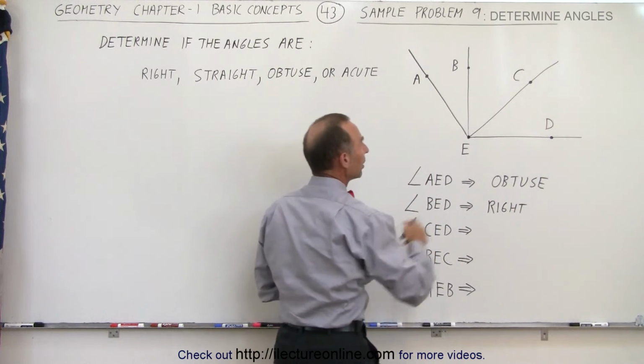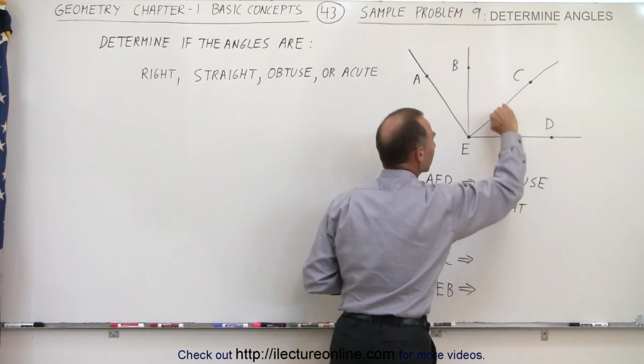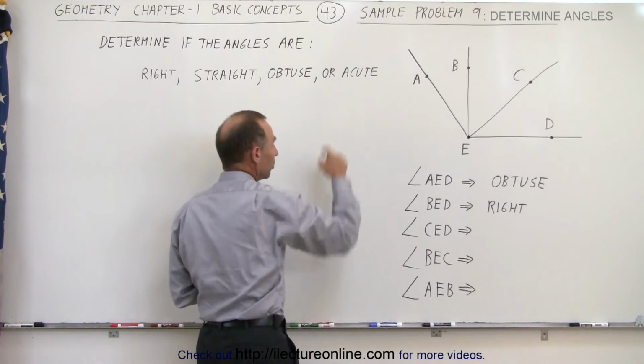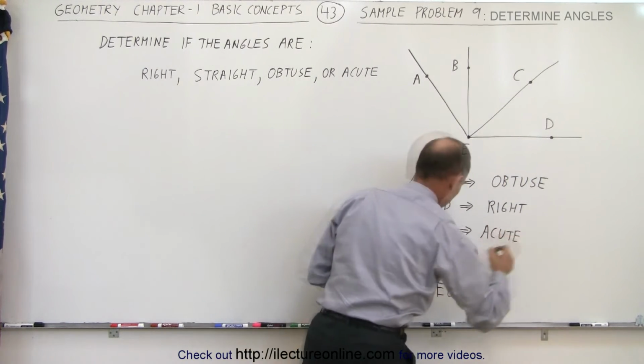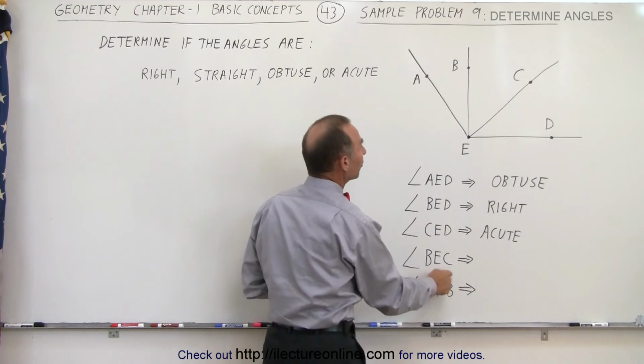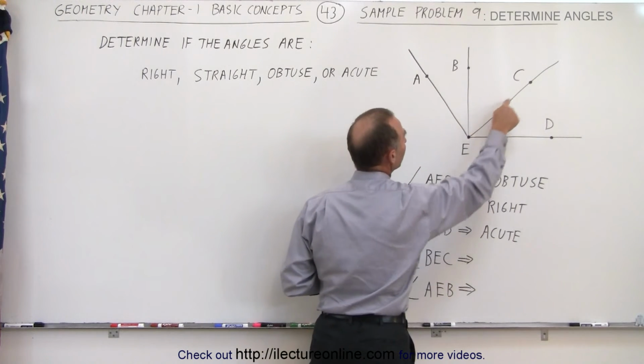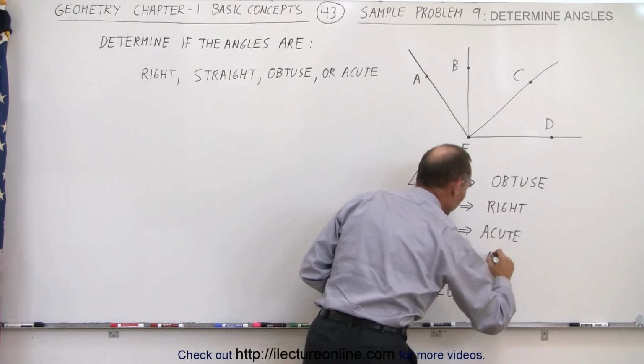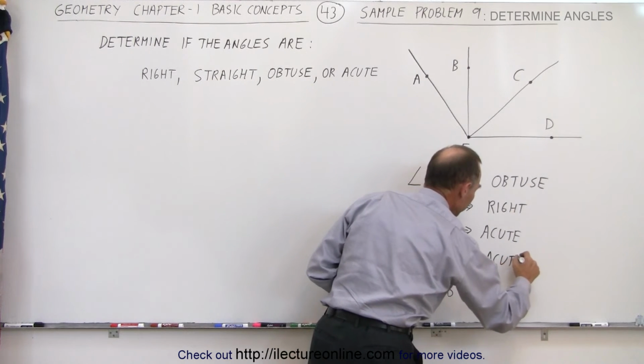Now the next angle is from C to E to D. Clearly it's less than 90 degrees, and therefore it's called an acute angle. Now we look at angle BEC, so from B to E to C. Clearly again that angle is less than 90 degrees, so that's also an acute angle.